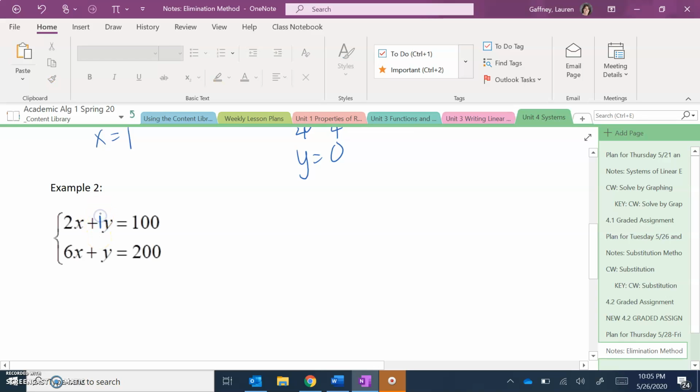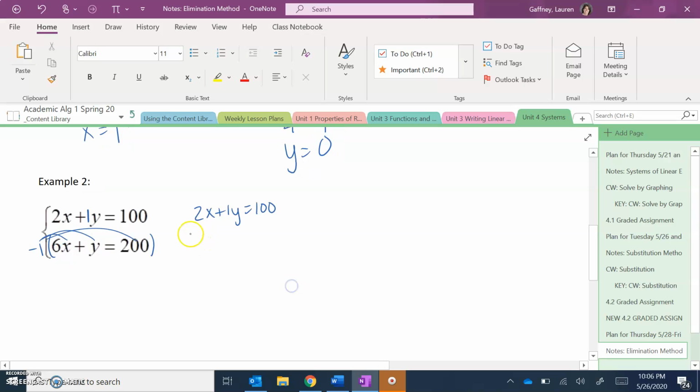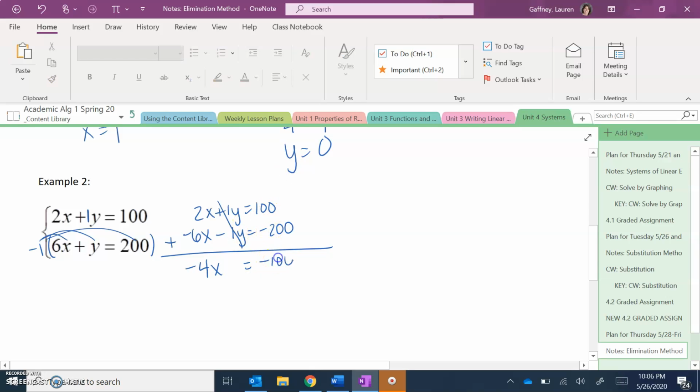Okay, so what we're going to do, I'm going to leave the top one alone. It doesn't matter. That's just the one I'm picking. And I'm going to take this whole bottom equation and multiply it by negative 1. So 2x plus 1y equals 100. I'm leaving the top one alone. Now, I have to multiply every piece by this negative 1. So now you can see, if I treat these like a big addition problem now, 2x with a negative 6x, it's negative 4x. 1y plus a negative 1y, those cancel. Bring down the equal sign. 100 plus negative 200 is negative 100.